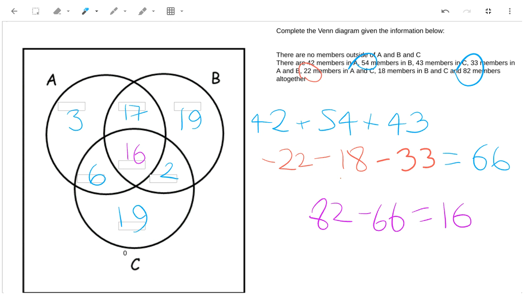And if I add those all up, hopefully that will get me back to 82. 3 plus 17 plus 19 plus 6 plus 16 plus 2 plus 19. Phew, it works.